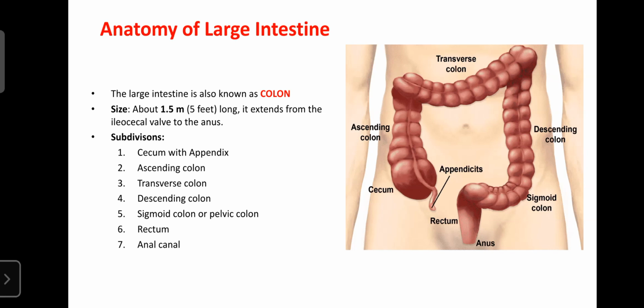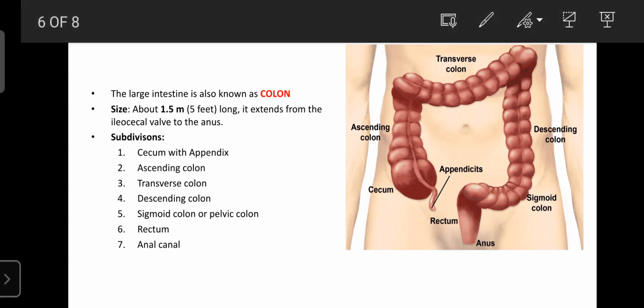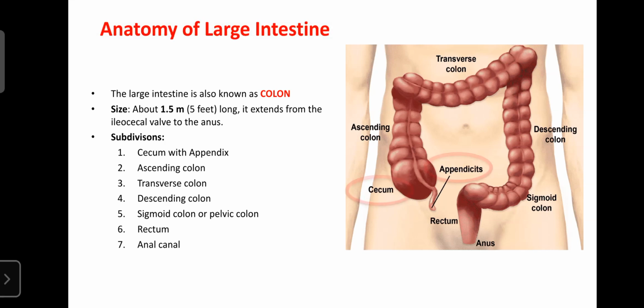It mainly consists of different parts. The first part of the large intestine is known as the cecum with the appendix. So dear students, the appendix is present in our body. It is a nonfunctional area, at the end of the large intestine on our right side.